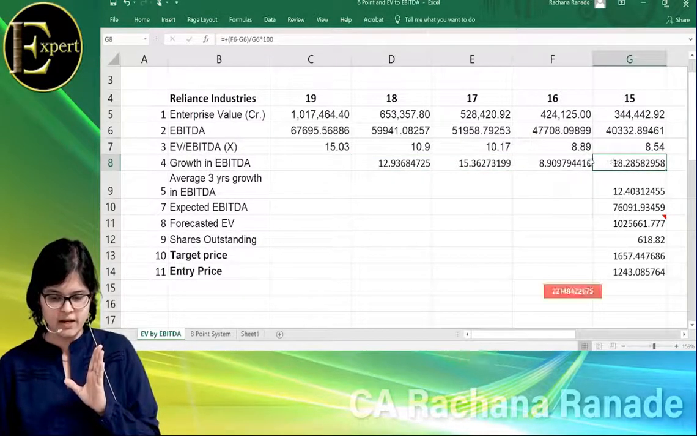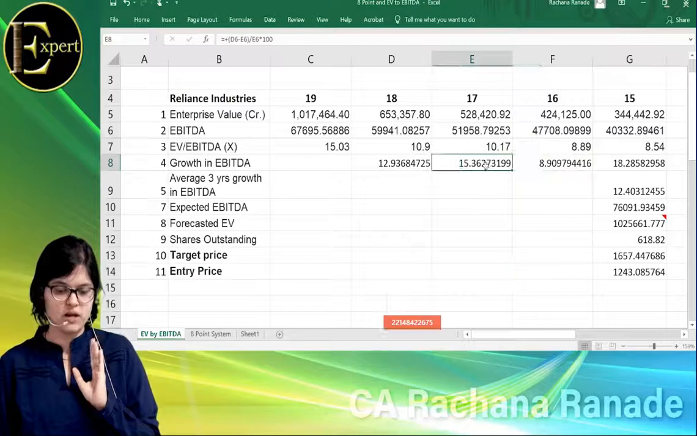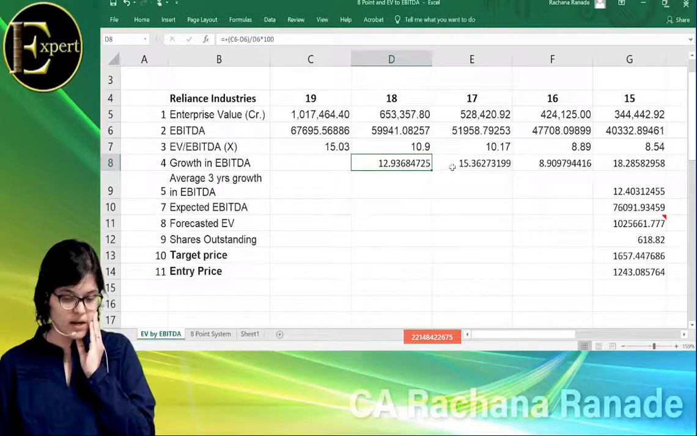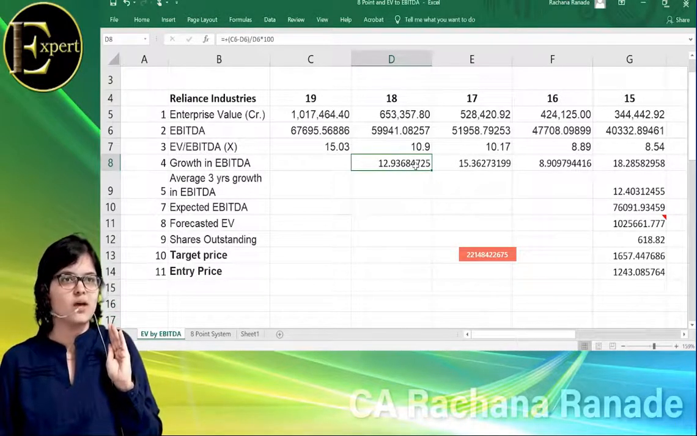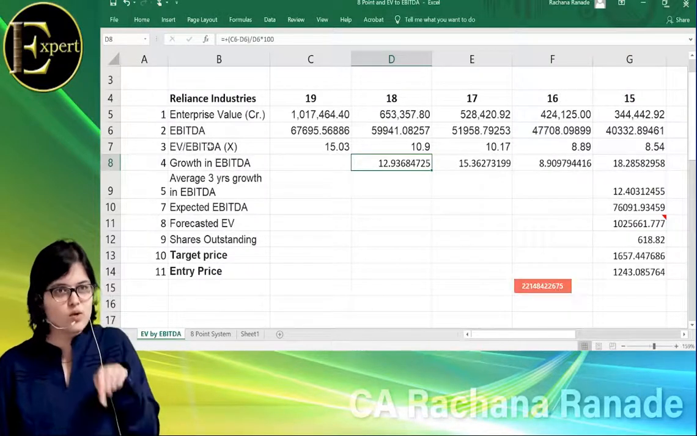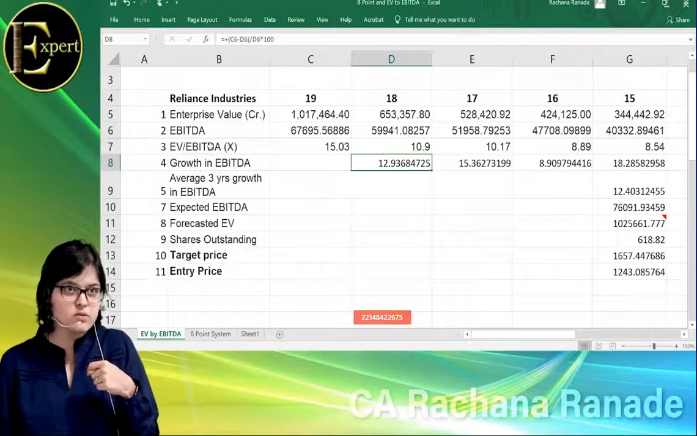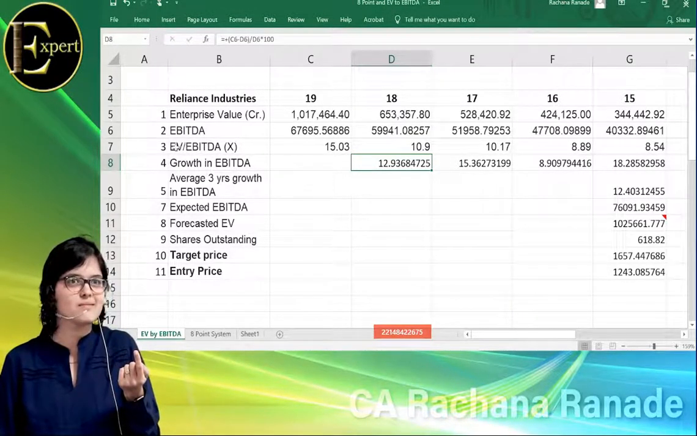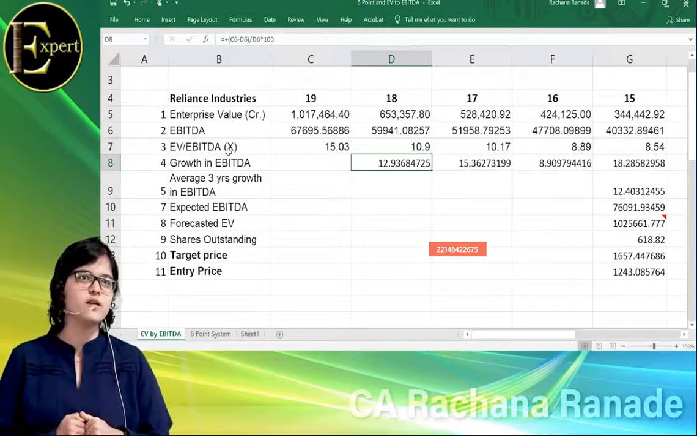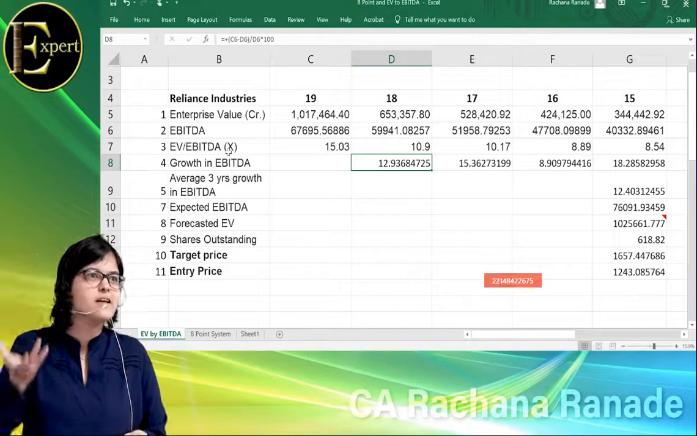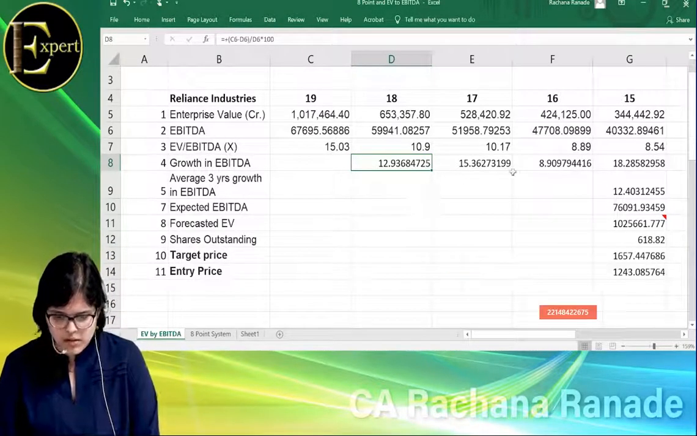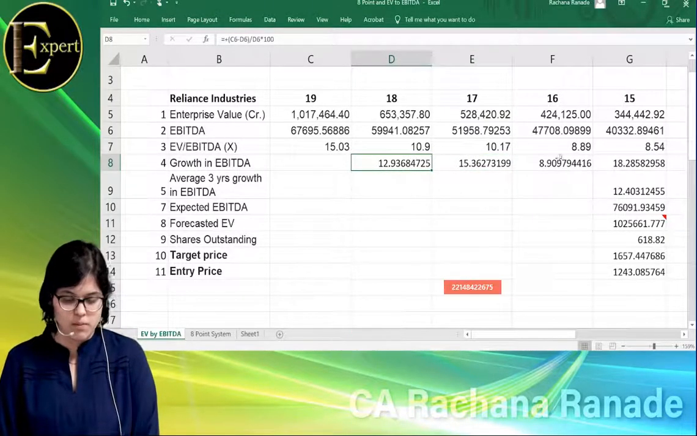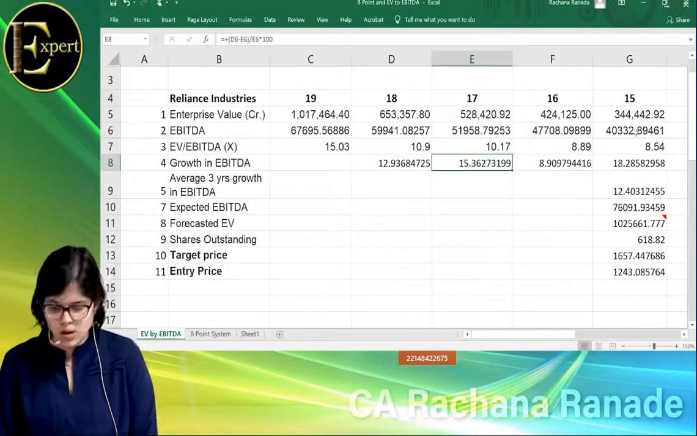It's 18, 8, 15, but 12. So my EBITDA growth has reduced a little bit. Okay, and how do you understand that because the EBITDA growth has also reduced, the denominator reduced, and because the denominator reduced, my EV value also increased, na? Normal mathematics. If my denominator is reducing, my overall value will increase. So, ठीक है, but now if you check, 17 to 18 growth is not that good, but 16 to 17 growth was good. 15 to 16 was bad.